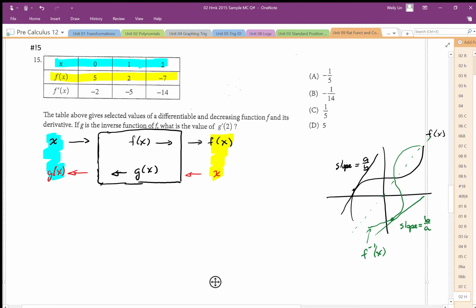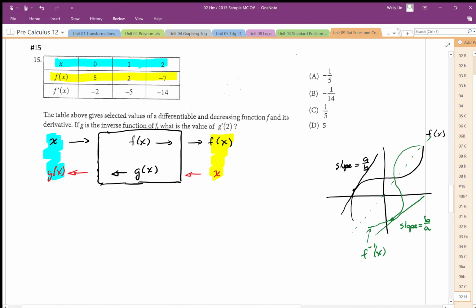Okay, so first of all, I've just drawn a diagram here showing how f and g are related. f is the function going in this direction. g is the same function but going in this direction. So when we talk about the inputs of f, they should be the outputs of g, and the output of f is the input of g. That means that the x values, which I've highlighted in blue, correspond to these two parts, and the y values, which I've highlighted in yellow, correspond to these parts. It's the output going this way, but it's going to be the input going this way.